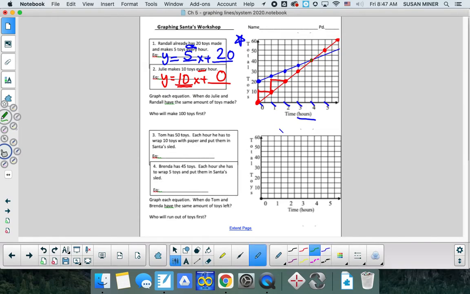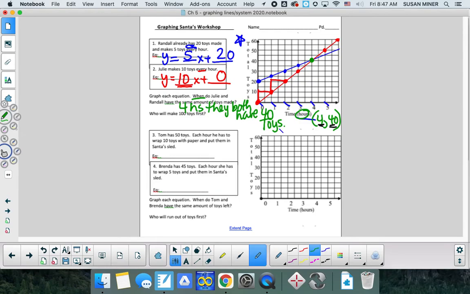Hopefully what you said is right here, but that's not the answer that we want, right? We want to know exactly when do they have the same amount of toys. That point right there where they're the same is where X is 4 and Y is 40. But what do these numbers mean in the context? Those numbers mean that at 4 hours, they both have 40 toys. That's where they both have the same, right? At 4 hours, they both have 40 toys.